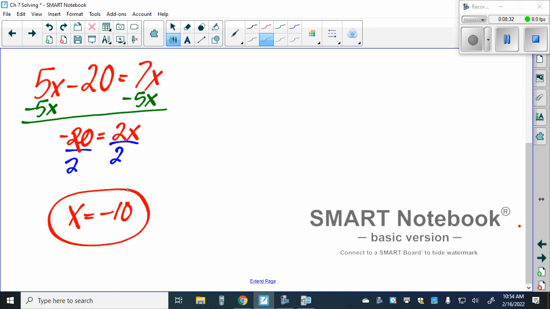And that's it. And is negative 10 one of our restrictions? Well, no. So that's it. That's all we have to do on these here. Any questions on any of this here?